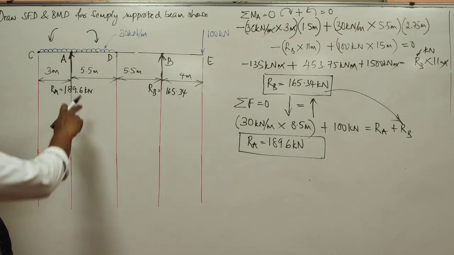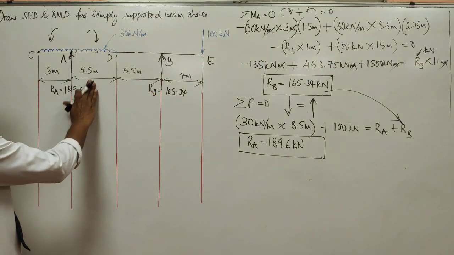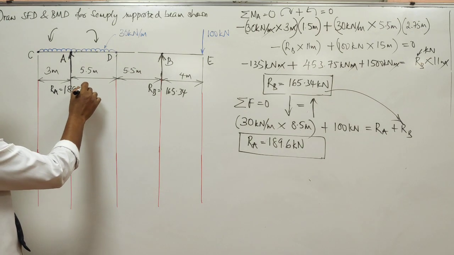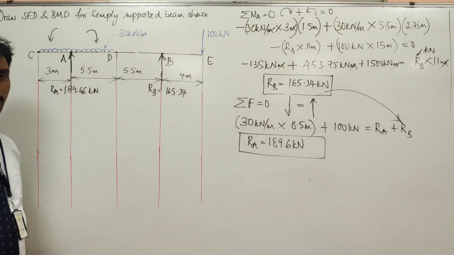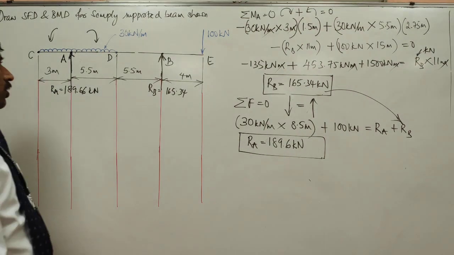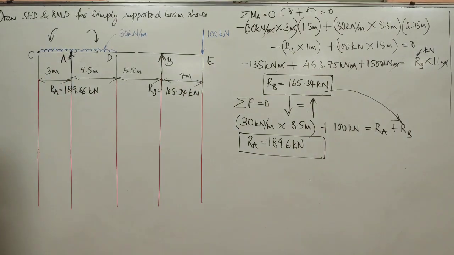So it is better you make the last numbers the same. If it is 34, this can be 66 or something. Then it will add up, and then it will become exact values. Kilonewton. Okay. Now once you have done this, let us draw the SFD, shear force diagram.